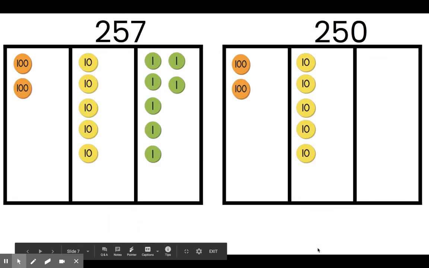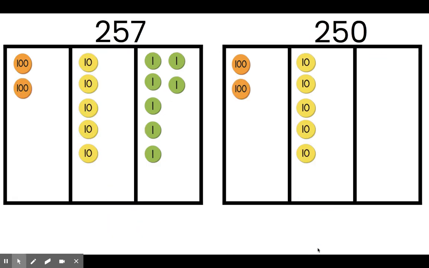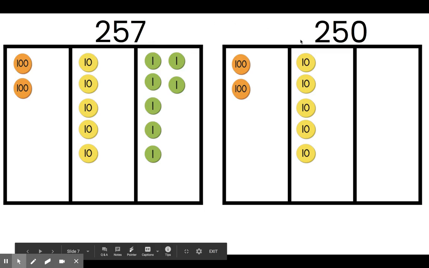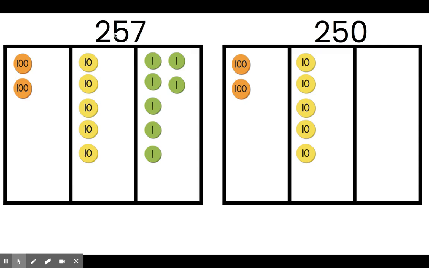I have already represented 257 and 250 on place value charts. Let's look at 257. We have 2 groups of 100, 5 groups of 10, and 7 ones. This is how we model 257. Over here I have 250. 2 groups of 100, 5 groups of 10, and 0 additional ones. This is how we model 250. Let's compare these two numbers.